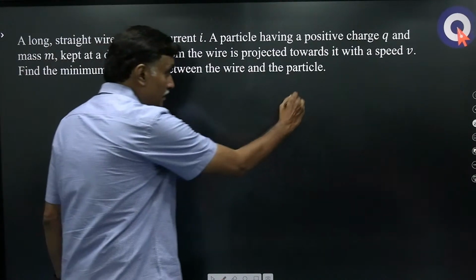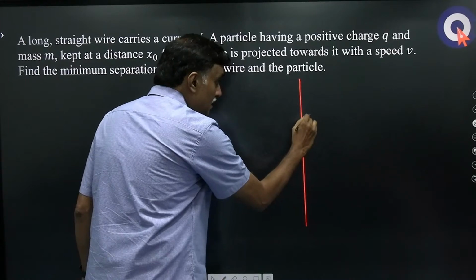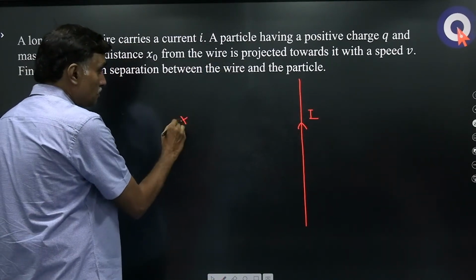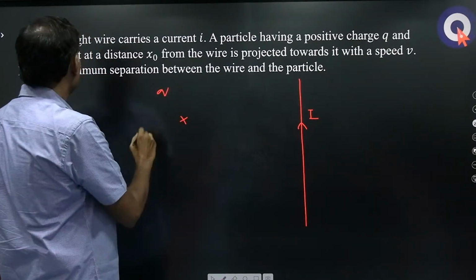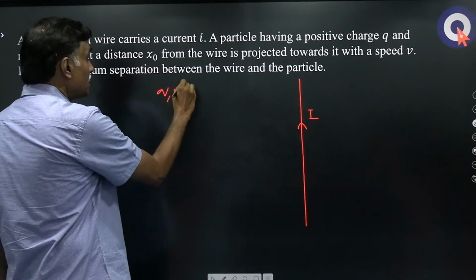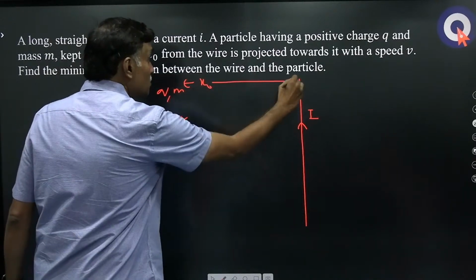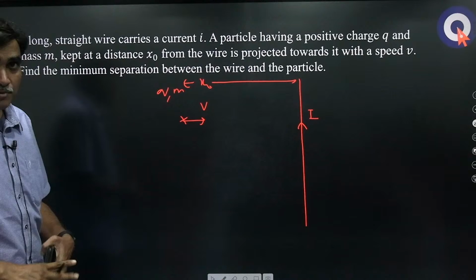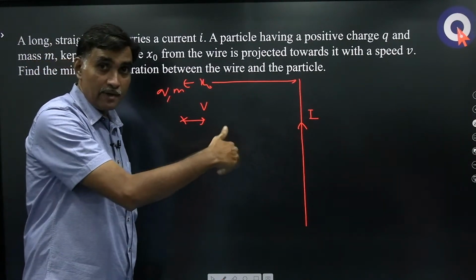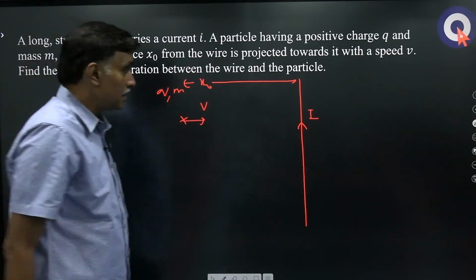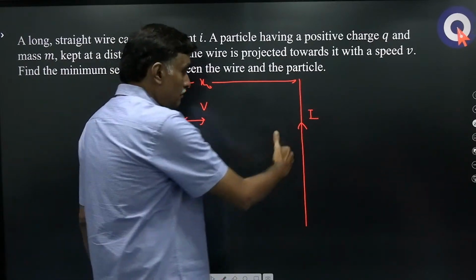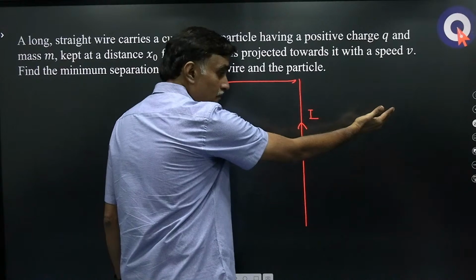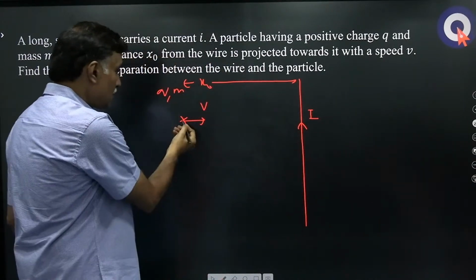So there is a long wire which carries a current I, and there is a particle whose charge is positive, charge is q, and mass is m, kept at a distance x naught from the wire, and is projected towards it with a speed v. Then what is the direction of magnetic field due to that wire? It's a variable magnetic field, because due to a long wire it is mu naught I by 2 pi x. Magnetic field towards left of this wire is coming out towards you, and magnetic field towards right of the wire is going into the page.